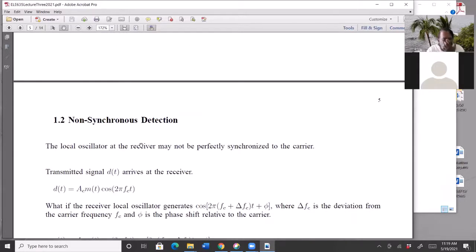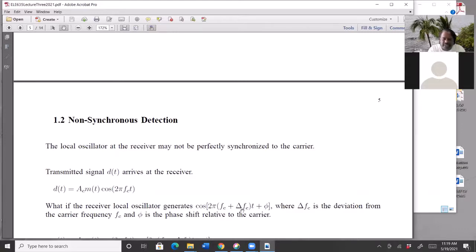So this is called, this is a very bad word, non-synchronous detection, but it's actually synchronous detection where the local oscillator has a problem. The local oscillator at the receiver may not be perfectly synchronized to the carrier. The transmitted signal arrived at the receiver. What if the local oscillator generates 2 pi (Fc plus delta Fc)t plus phi? So phi is the phase shift and delta Fc is the frequency shift.